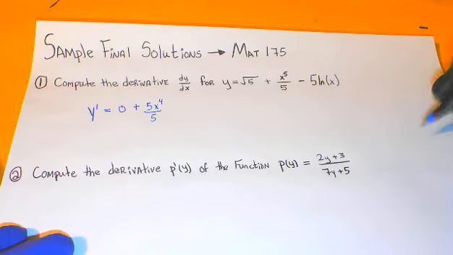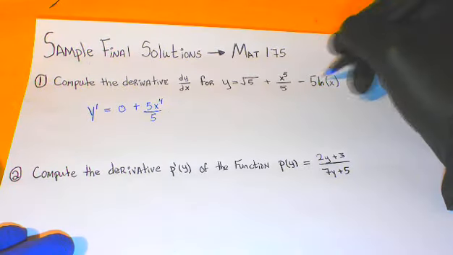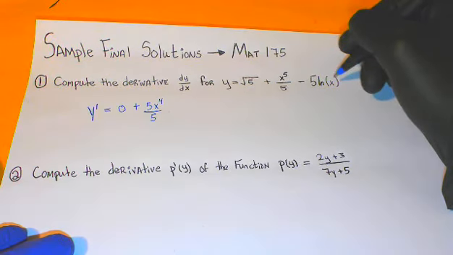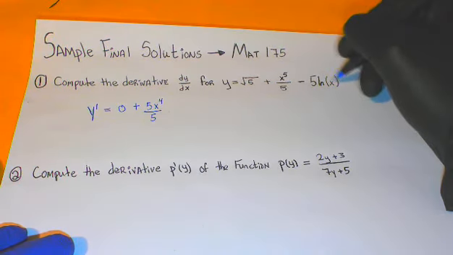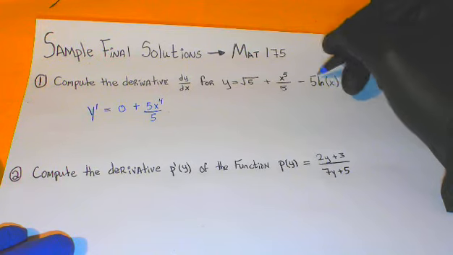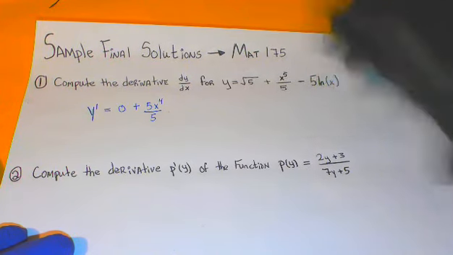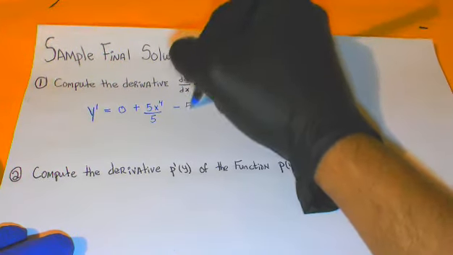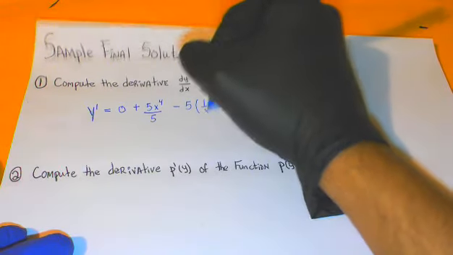And now finally you take the derivative of negative 5 times ln of x. If you can recall, the derivative of ln of x is 1 over x, and since I have this negative 5 in front of it, it's going to be minus 5 times 1 over x.